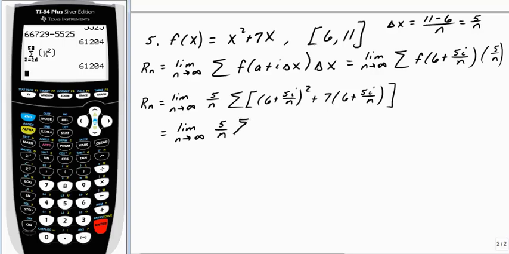I just need to do some algebra now on the inside. Ooh, that's an ugly summation. Sorry, guys. When I say, well, what is the group 6 plus 5i over n squared? Any binomial squared is the square of the first term, 36, plus 2 times the first term times the second term. 2 times 6 is 12, times 5i over n is going to be 60i over n, plus the last term squared, that'll give me 25i squared over n squared. Distribute the 7 into the second group and you'll get plus 42 and plus 35i over n.